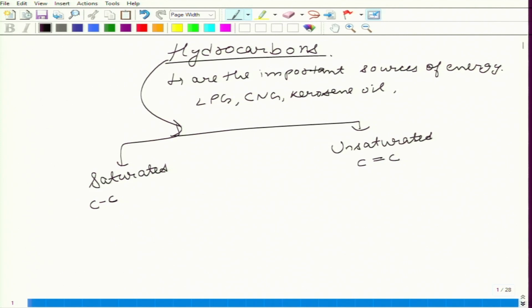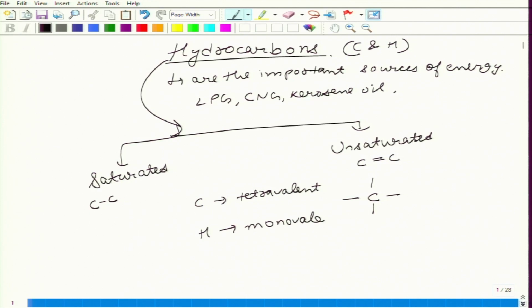Hydrocarbons, as we know, are compounds of carbon and hydrogen. What is the valency of carbon in general? Carbon is a tetravalent species. That means carbon can be bonded to 4 other atoms. It can be hydrogen, carbon, oxygen, nitrogen, anything else. Similarly, hydrogen is a monovalent species. That means hydrogen can be bound to only one atom, whether carbon, nitrogen, oxygen or anything else.